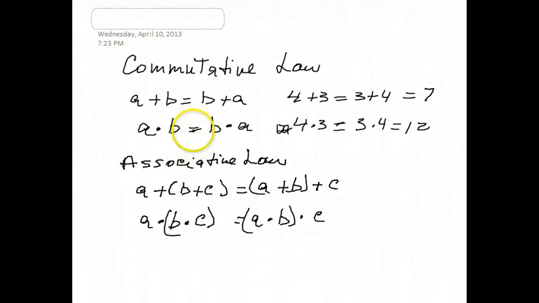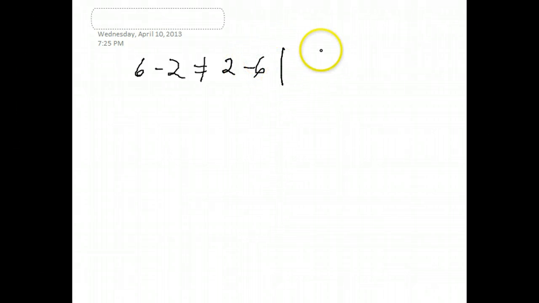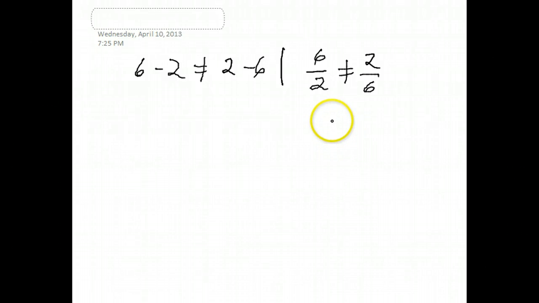However, you also need to realize that when you are doing division or subtraction, those two are not commutative, right? So if I have 6 minus 2, that is not equal to 2 minus 6. Or when I divide 6 by 2, this is not equal to 2 divided by 6, right? So only addition and multiplication are associative.